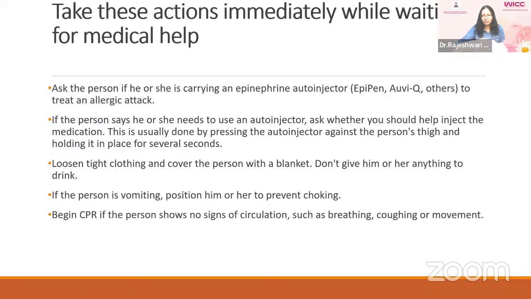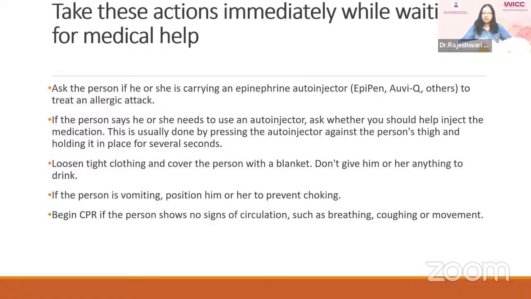So we are training all this, isn't it? We train everybody that this is the thing which can help in such a condition, so they keep it ready with them. This is usually done by pressing the auto-injector against the person's thigh and holding it in place for several seconds, so that the medication goes inside and stops the reaction.